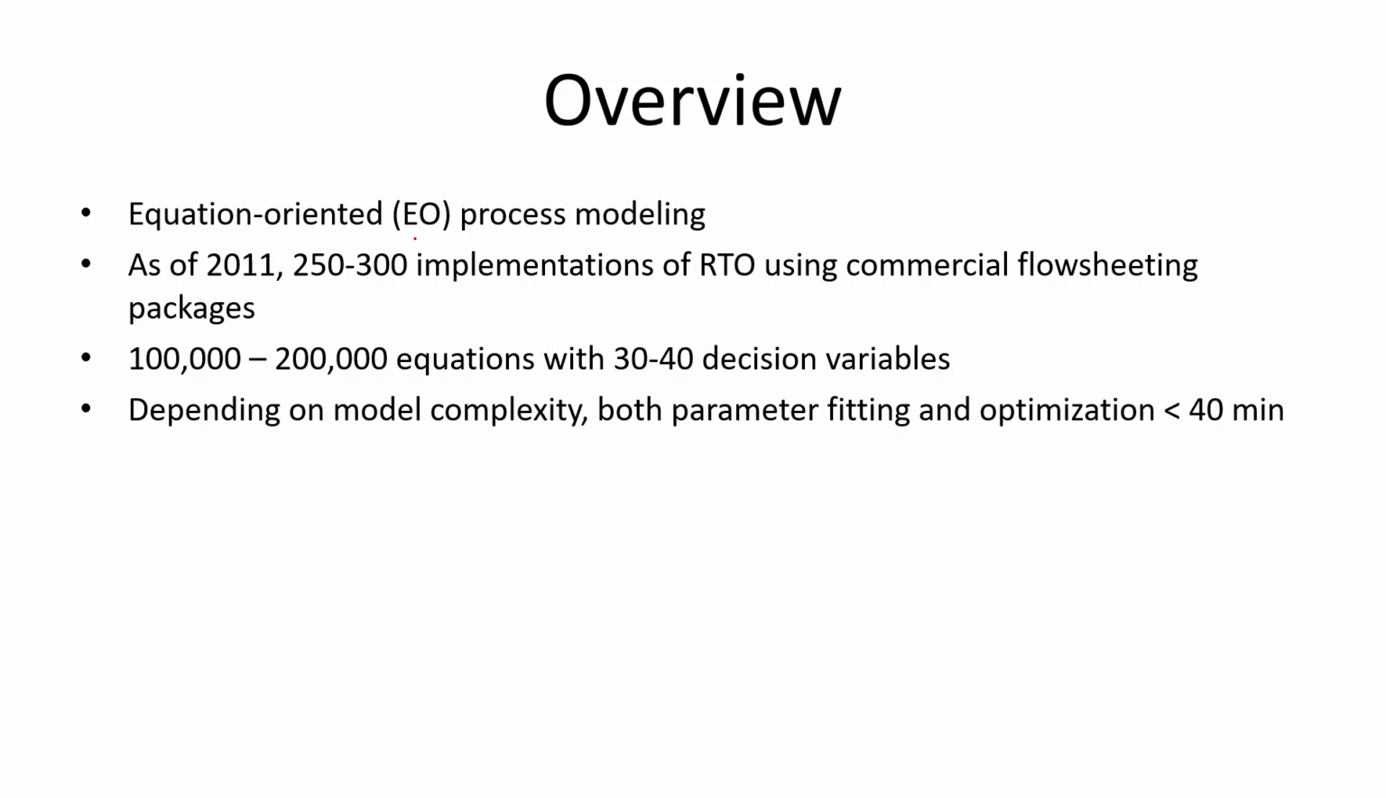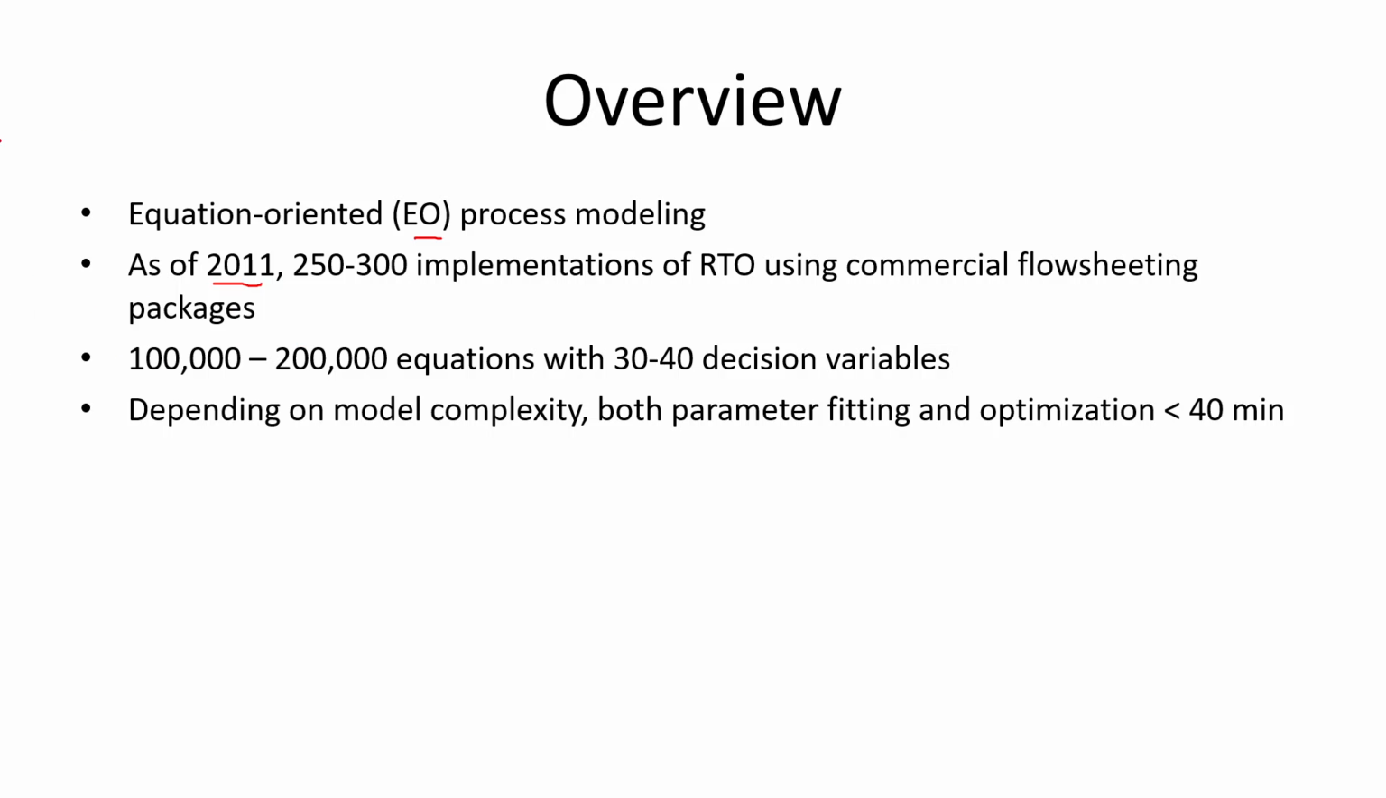So equation-oriented modeling. The article was written in 2011, so it has this record. I don't know how they get this record: about 300 RTOs using commercial flowsheeting packages. In our case we have only a mixer, a reactor, a separator, and a splitter, so it's only four, right? Mixer, reactor, separator, and then purge. So four blocks, and a few equations, maybe dozens of equations, if you can see.